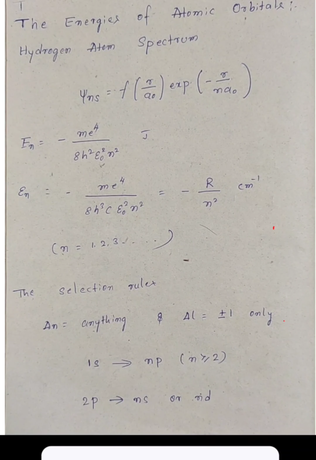So we got the energy levels. Next, we move on to the spectrum of the hydrogen atom. So here, the selection rule. We firstly discuss about the selection rule.